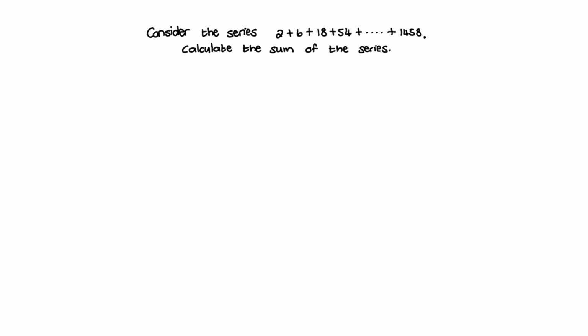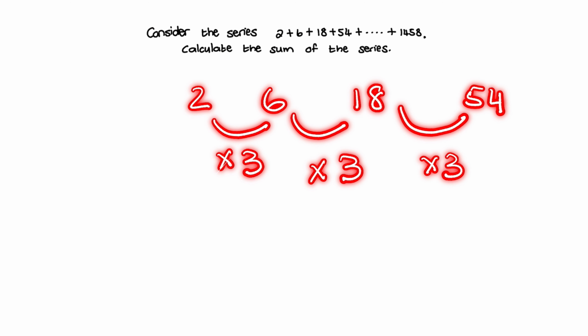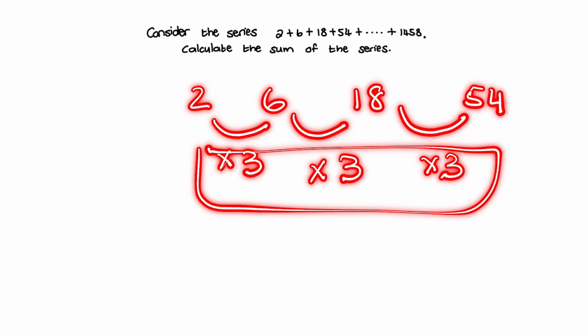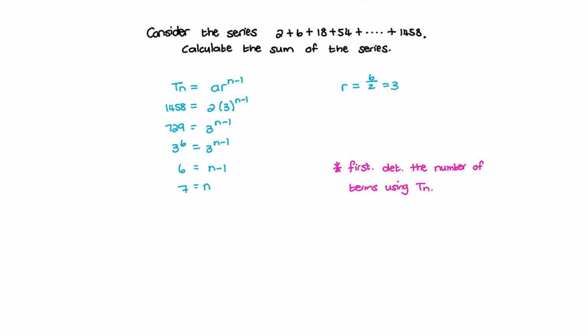What I do notice is then from 2 to 6, I multiply by 3, and then from 6 to 18, I multiply by 3, and then from 18 to 54, I multiply by 3 again. So this is a geometric sequence or geometric series because we are multiplying by a constant ratio. So that leads me to Tn is equal to a times r to the power of n minus 1.